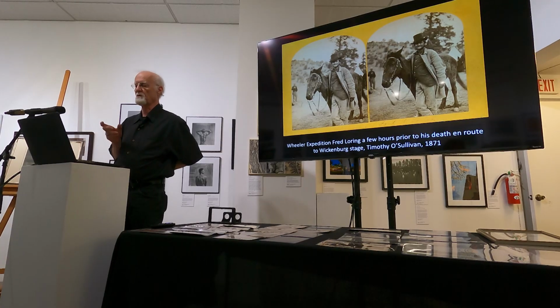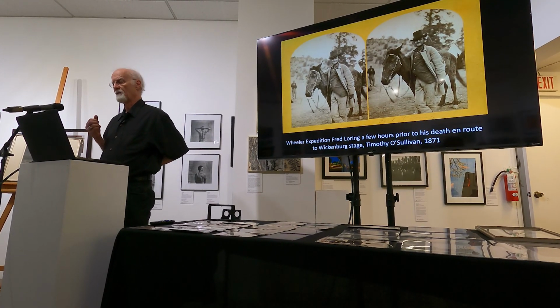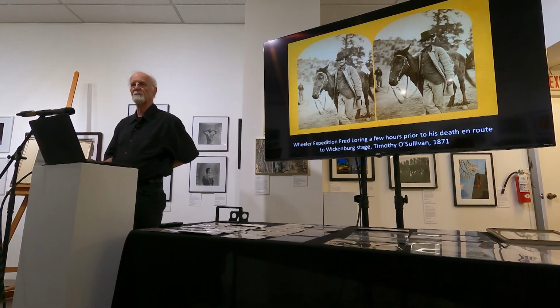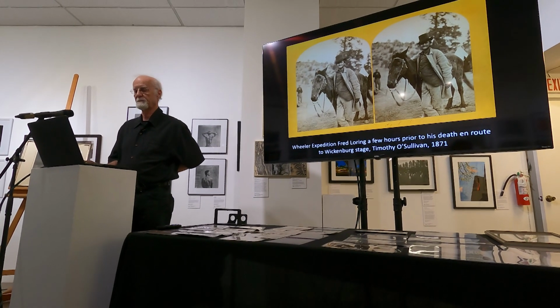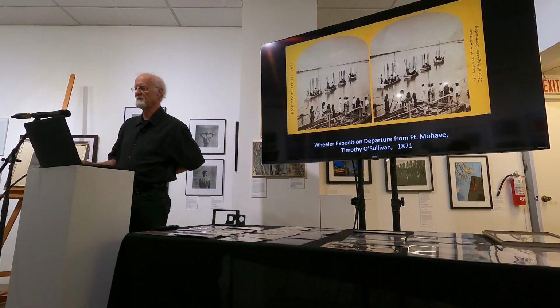So the images of the Wheeler and Powell surveys that were done 1871, 2, 3, and 4 are the things that really sort of put Arizona on the map. People would buy the stereo views. They would use the stereo views to make illustrations for the periodicals, and people were following the ongoing activity there.